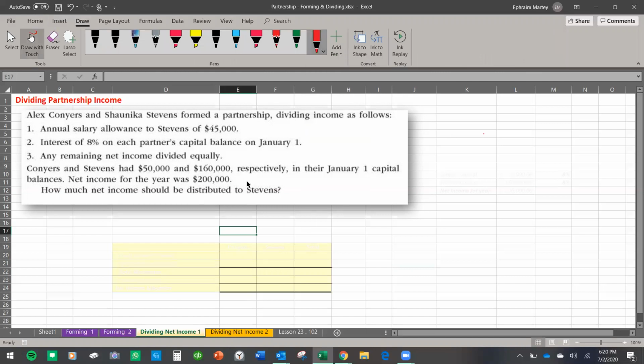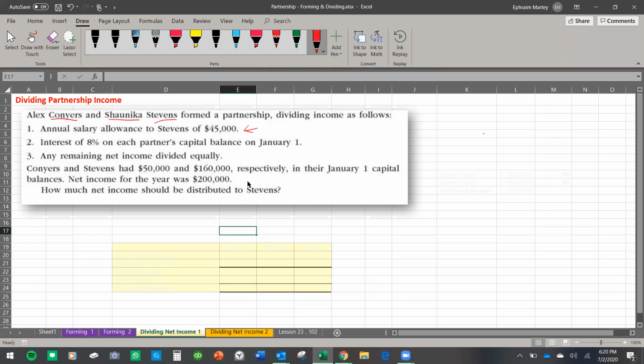Okay, so in this first exercise, we have Alex Koyas and Shaunika Stevens. Let me pronounce Stevens, it will be easier. They form a partnership dividing income as follows. So this is what they agreed upon: one, annual salary, Stevens alone is going to get a salary.